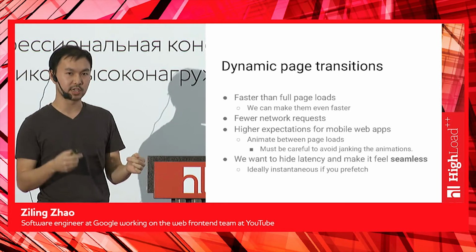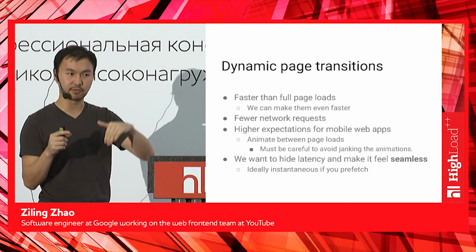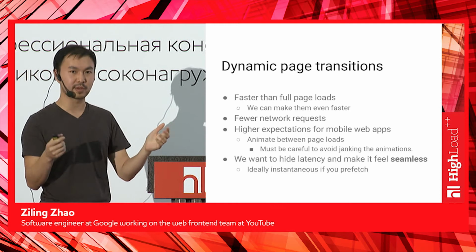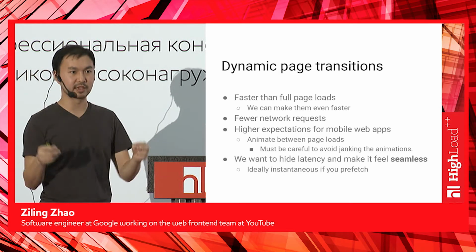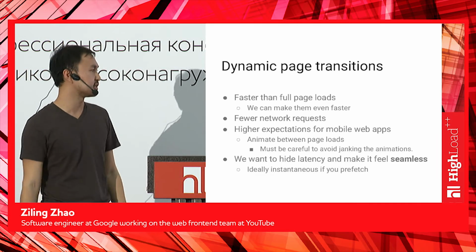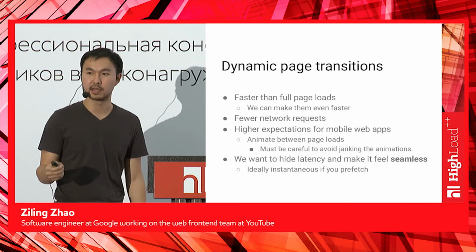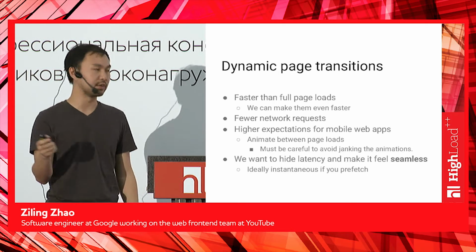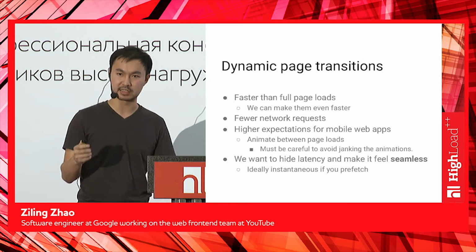You have to avoid janking the thread. Again, jank means drop in frame rate. It means anything that looks bad, or looks like chunks are coming in or you have flashes of unstyled content. We want to hide that latency though. And our goal is really to make a website feel very seamless if you're doing a warm transition. And if you prefetch, ideally it should look instantaneous to the user.